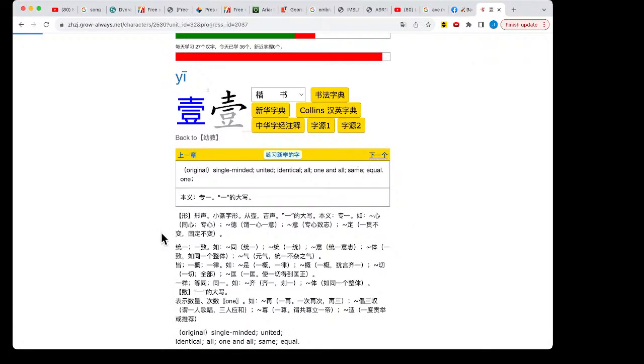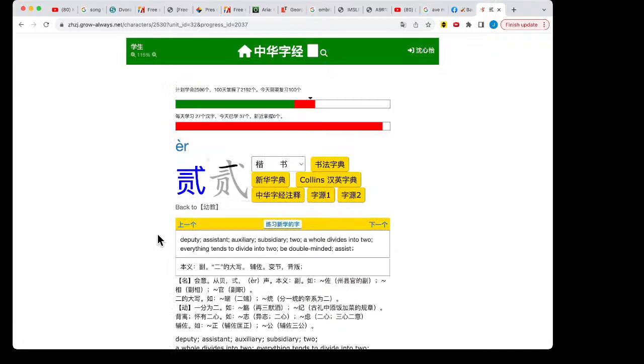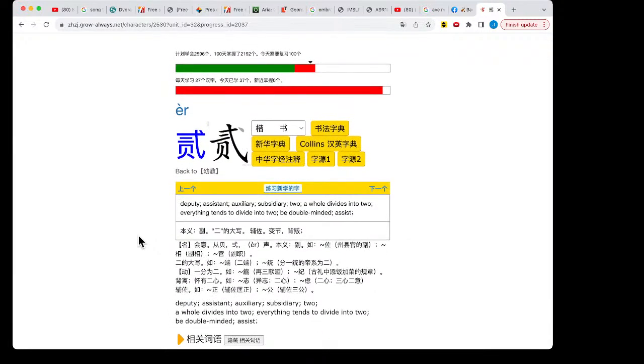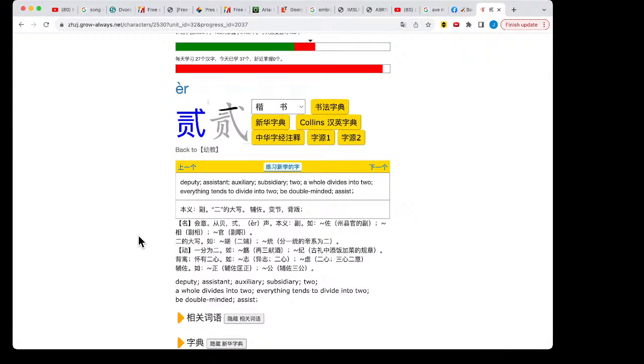Next one, 贰. The original meaning of this character is deputy, assistant, auxiliary, subsidiary. Basically it means that it's not the main one, but the complementary or the assistant, the deputy one, the second one. That's the original meaning of this character 贰.